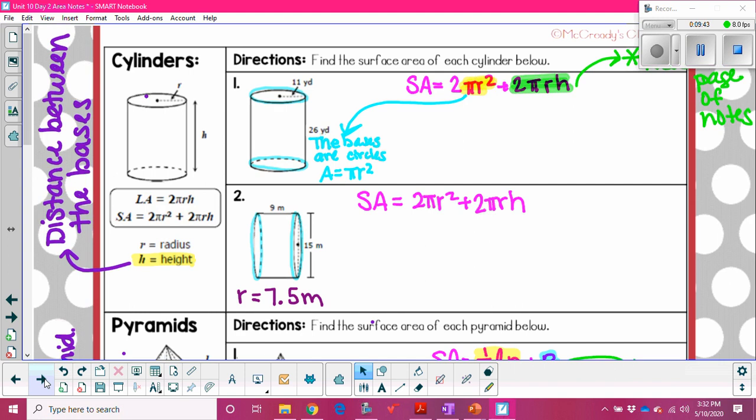All right, now we're going to talk about cylinders. And I did highlight the bases for these. The bases of a cylinder are circles. Your lateral area is 2 times pi times radius times the height.